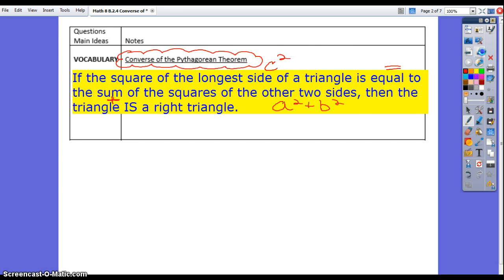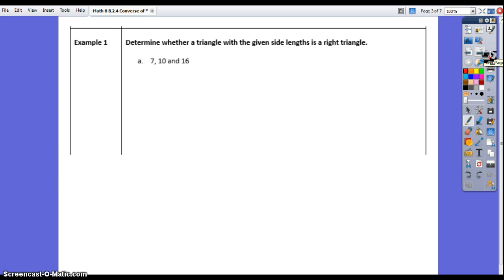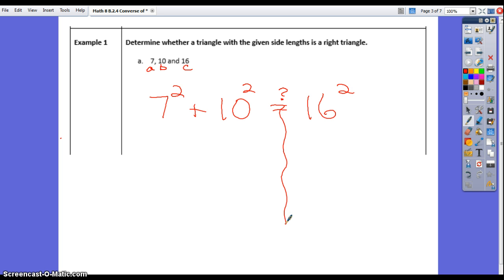So let's practice. Determine whether a triangle with the given side lengths is a right triangle. And they're always given to you in the right order. So here you have your a, your b, and your c. What you need to write down for your work: our a is 7, so 7 squared plus our b, 10 squared. Does that equal 16 squared? Let's find out.